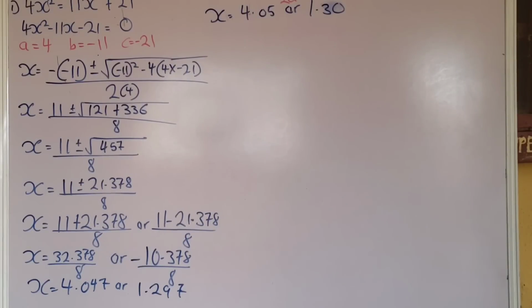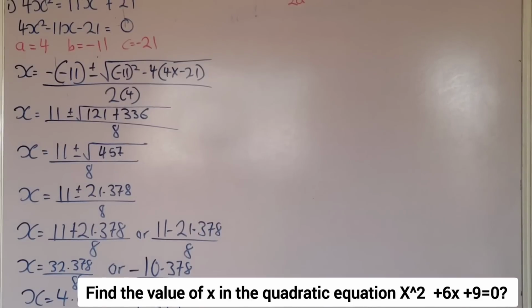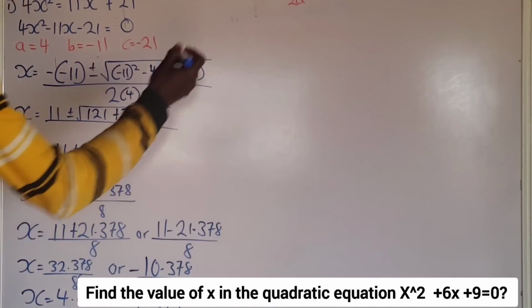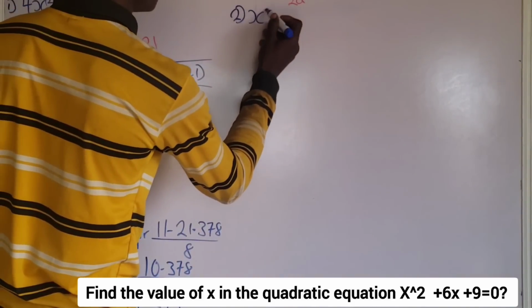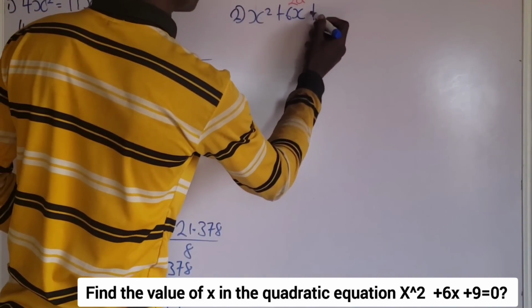Okay, so that is the value of x that makes the quadratic equation 4x squared minus 11x minus 21 equals to 0. Okay, so let's have the second question. Find the value of x in the quadratic equation x squared plus 6x plus 9. Okay, x squared plus 6x plus 9.